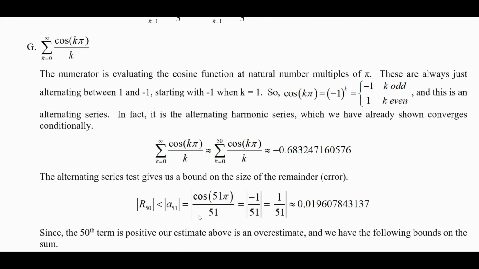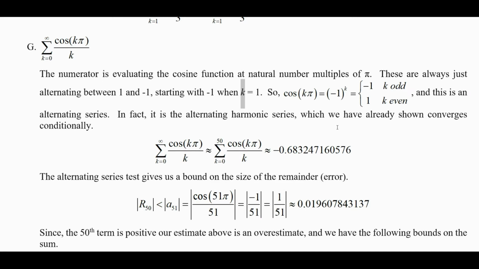All right, so here's problem G. Cosine of k pi over k. Well, the cosine of k pi in the numerator, since it's at natural number multiples of pi, actually turns out to be just alternating between 1 and -1, starting with -1 when k is 1. So in fact, this cosine of k pi is equivalent to saying (-1)^k. It's -1 when k is odd and +1 when k is even. The denominator, k, of course, is just a positive number.